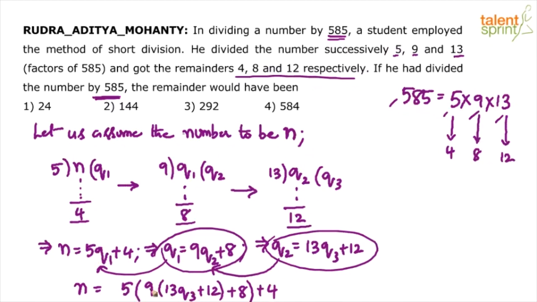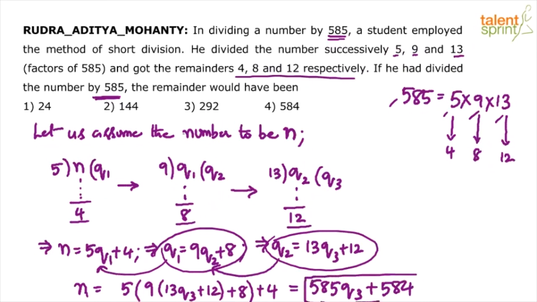Now simplify. 9 into 13 is 117 q3, and 9 into 12 is 108. 108 plus 8 is 116. So 5 into 117, how much is 117 into 5? 117 into 5 is 500 plus 85, 585. 585 q3 plus, look at this, 9 into 12, 108. 108 plus 8, 116. 116 into 5 is 500 plus 80, 580 plus 4, 584. And done. So what did we get finally? We have found that the number n is equal to 585 times q3 plus 584.